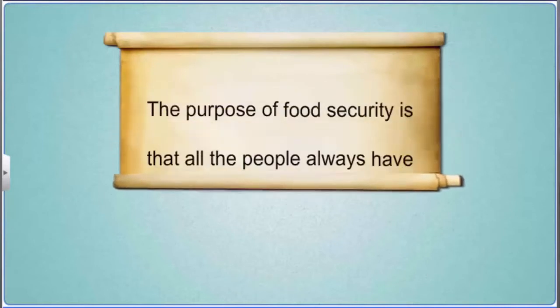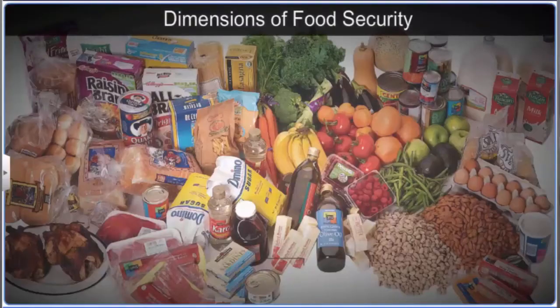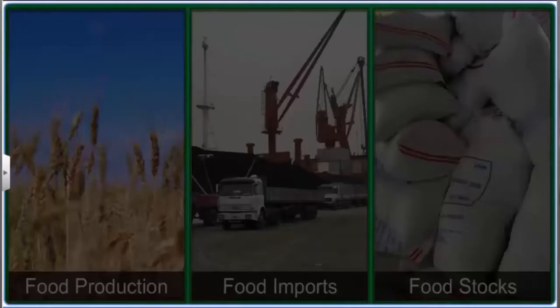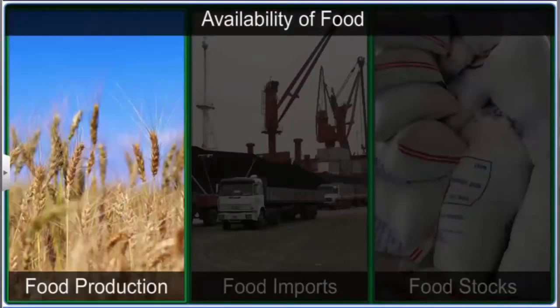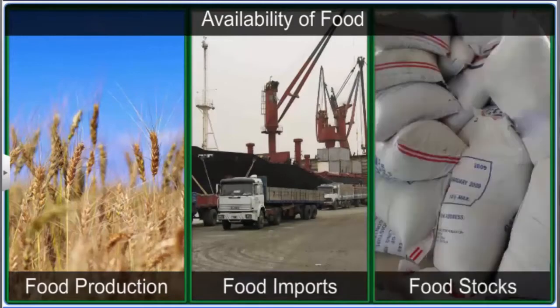The purpose of food security is to ensure that everyone always has enough to eat. Food security depends on a number of factors. The first factor is the availability of food. The availability of food depends on food production in a country, imports, and food stocks from previous years.